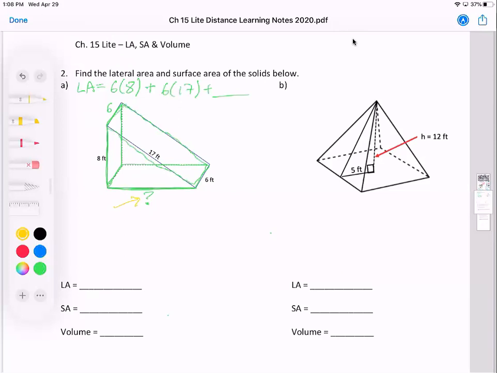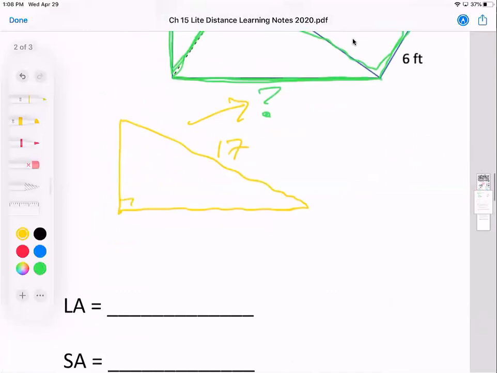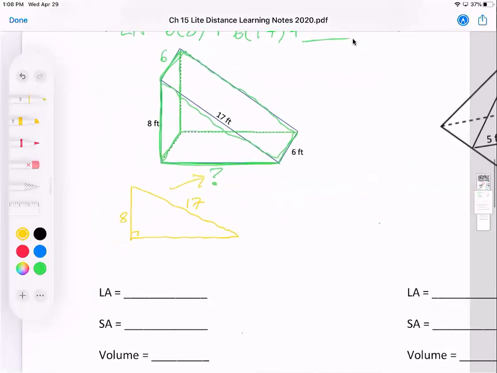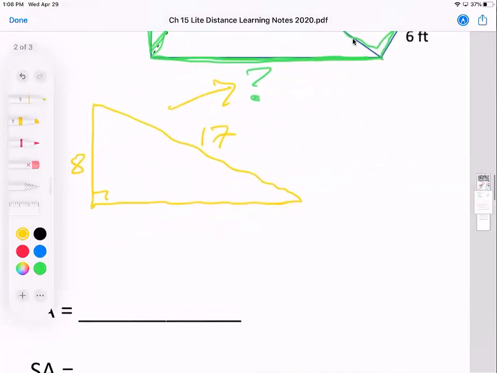Well, notice we have a right triangle again. We have a right triangle, looks like this, and it's 17, and then it's an 8, right? The 6 doesn't really go on this drawing, but we need this question mark. So to find that, we'd use the Pythagorean Theorem. So we have 8 squared plus x squared equals 17 squared. We'd have x squared equals 17 squared minus 8 squared. So x is plus minus, but we're going to throw out the minus.